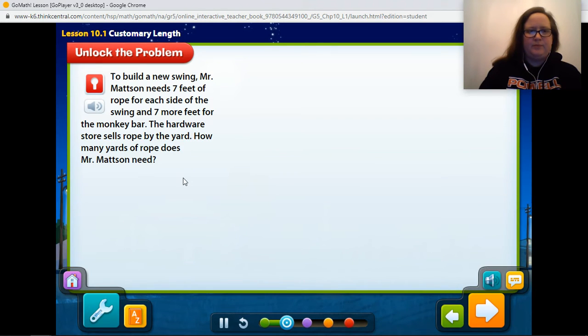Let's see how you can use a model to write an equation. To build a new swing, Mr. Matson needs 7 feet of rope for each side of the swing and 7 more feet for the monkey bar. The hardware store sells rope by the yard. How many yards of rope does Mr. Matson need? Let's unlock the problem.